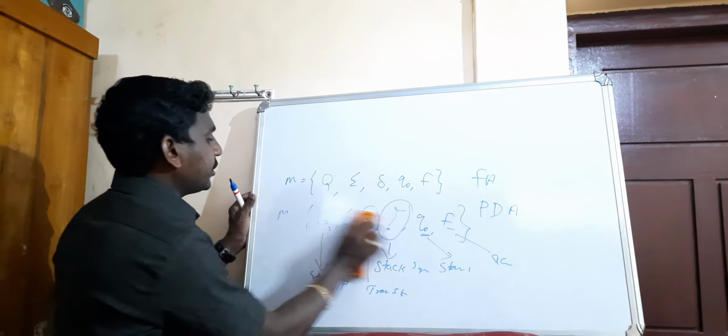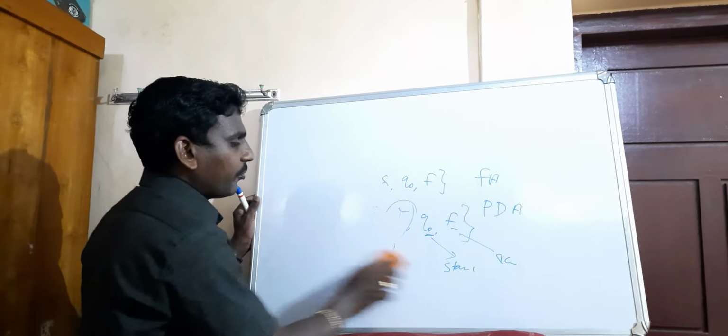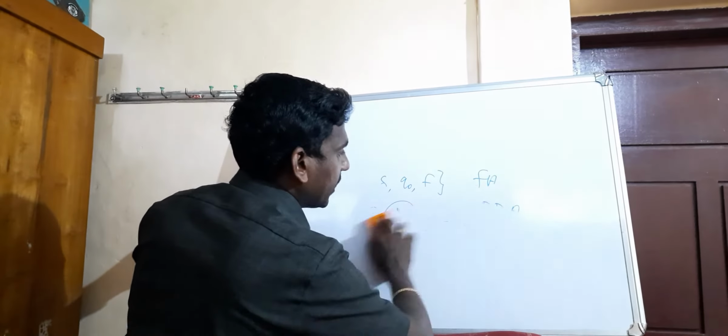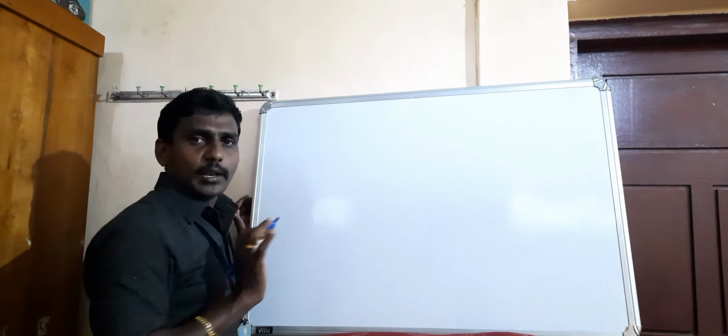Okay, so I am going to explain to you the model of PDA. Model of PDA means how pushdown automata is going to work. That should be represented by a simple diagrammatic representation. See, this is the model.